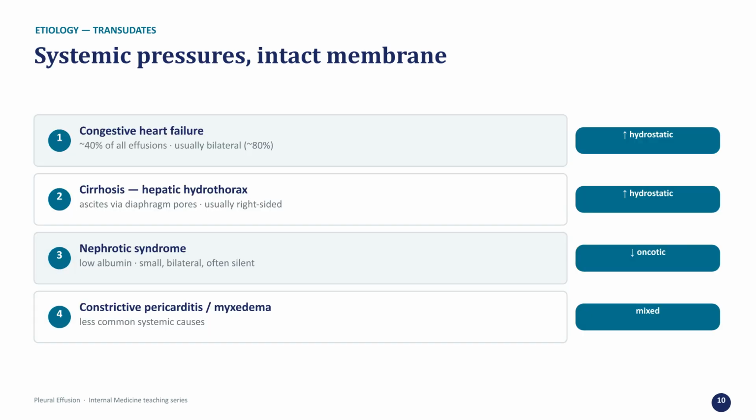Transudates are often caused by systemic conditions. Heart failure is the most frequent cause, typically resulting in bilateral effusions. Cirrhosis can lead to hepatic hydrothorax, while nephrotic syndrome causes low oncotic pressure. Constrictive pericarditis and myxedema are less common systemic etiologies.